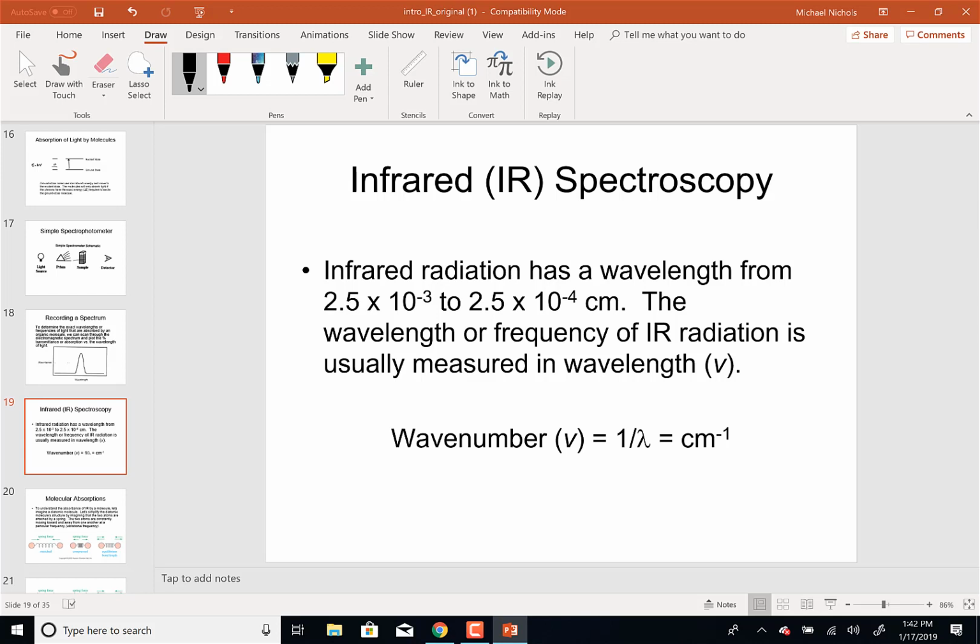Infrared spectroscopy. So what we're going to do with infrared spectroscopy is determine the functional group of the molecule. Now, where is infrared radiation? Infrared radiation has a wavelength of light that goes from 2.5 times 10 to the minus 3 to 2.5 times 10 to the minus 4 centimeters.